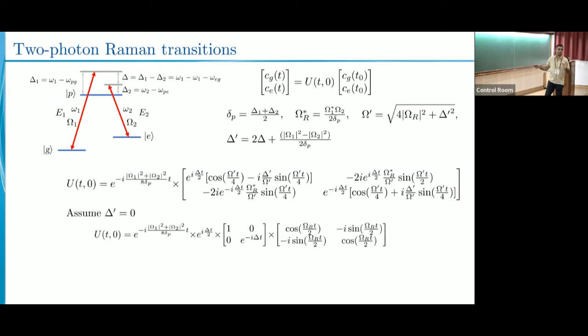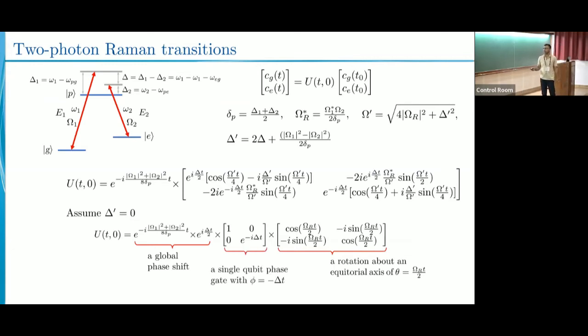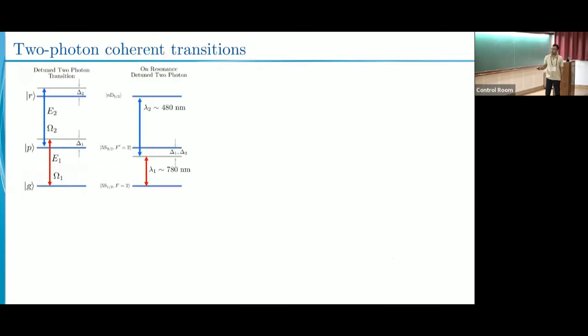Again, this is a quantum rotation matrix. So we can make some quantum gate. This is some global phase shift I'm talking about. Here is the rotation about an equatorial axis, as I discussed already. And this is some single qubit phase gate. So it has already been done by many groups.